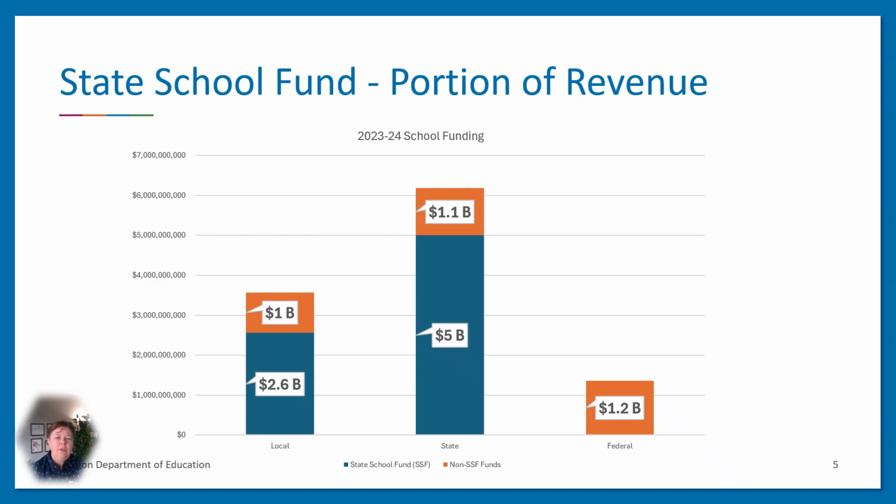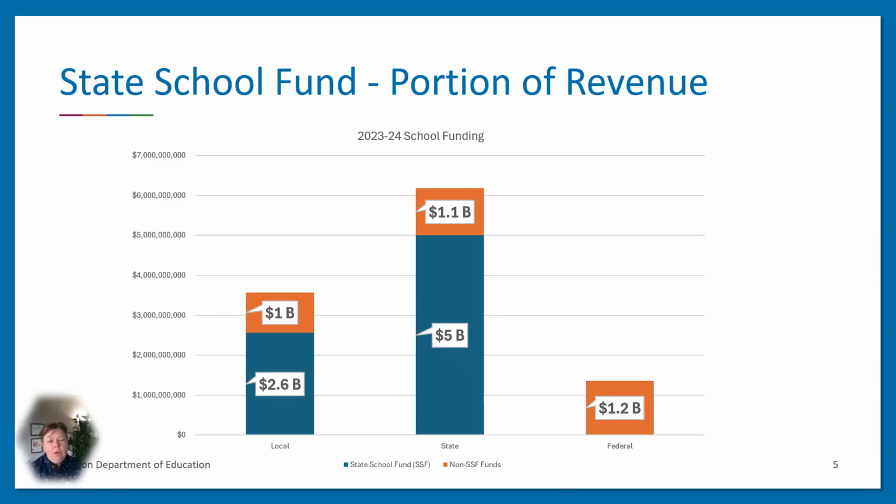So let's come back to the State School Fund. What you see here on the slide is, again, we've got this broken out into local, state, and federal sources. And what we're showing now is that the blue portion of each of these bars is the portion of that source of funding that is considered part of the State School Fund. And the orange part of the bar is the portion of that source of funding that is not considered part of the State School Fund.